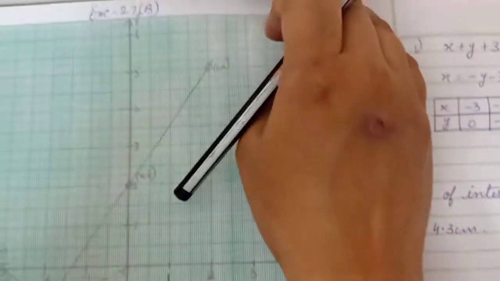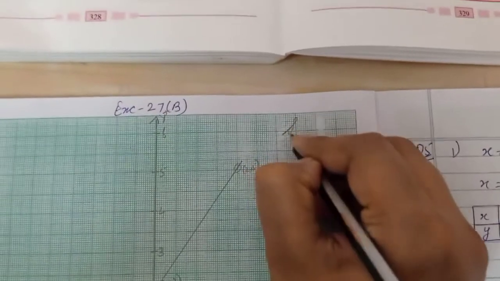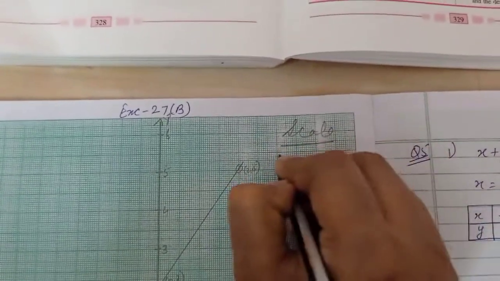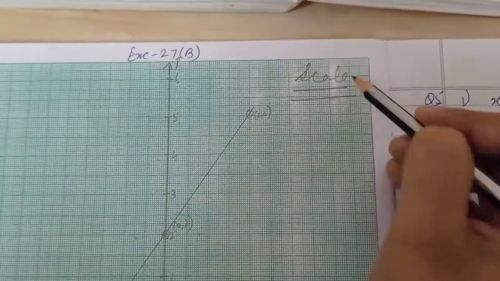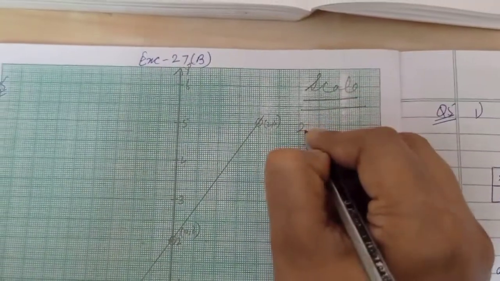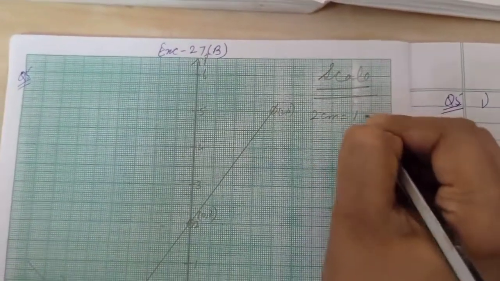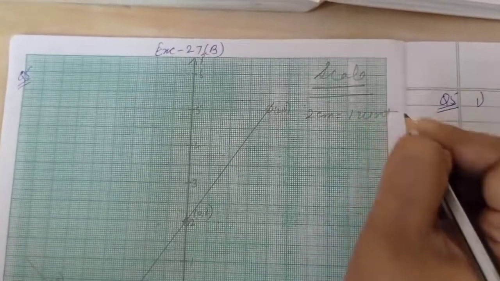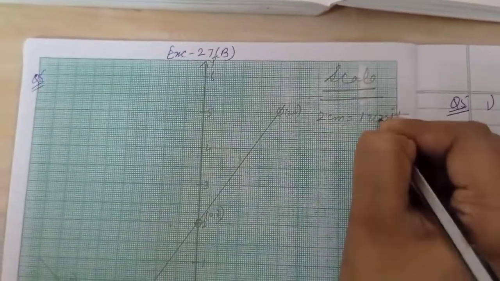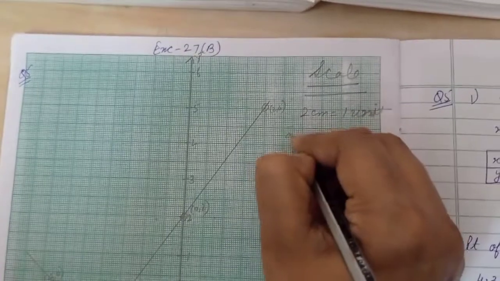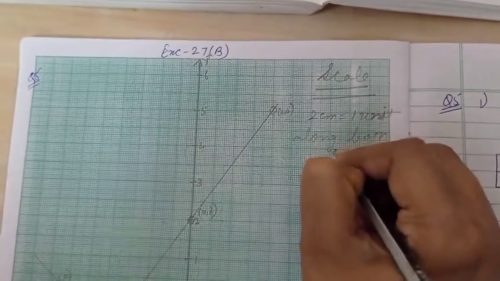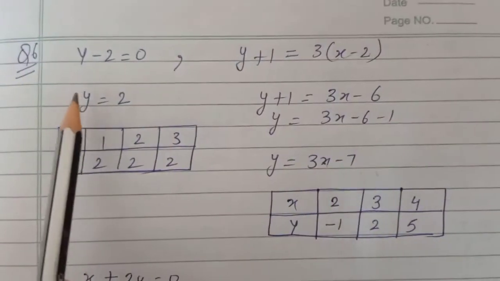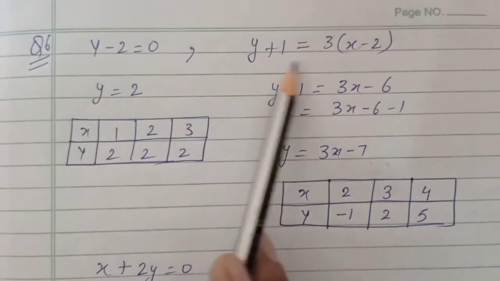And the most important thing which I forgot to tell you: for each graph, it is compulsory to write the scale. You all are familiar with this. So what is the scale of this question? It is 2 centimeters is equal to 1 unit along both axes. Is it?